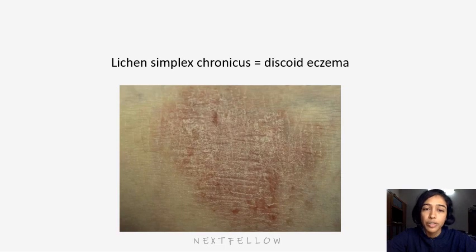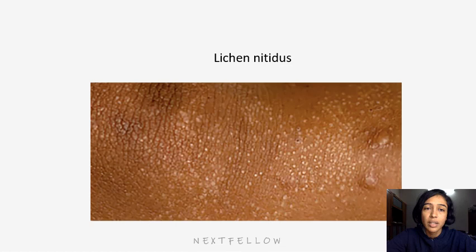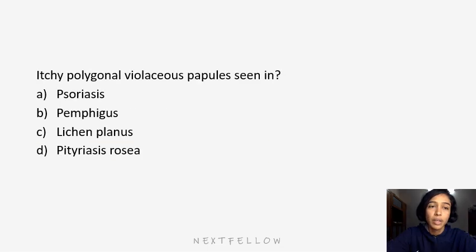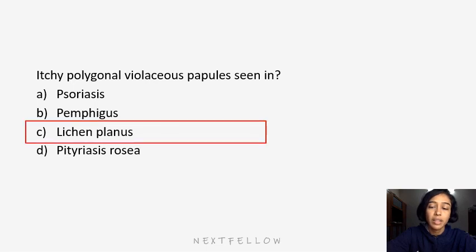This is just a photo of a discoid eczema. And this is lichen nitidus, which is pinpoint papules, shiny papules. This is seen on the knees and elbows here. Wickham's triad is seen in lichen nitidus, lichenoid eruptions, lichen striatus, or lichen planus. This is easy. Itchy polygonal violaceous papules are seen in lichen planus. The answer is clearly now lichen planus.